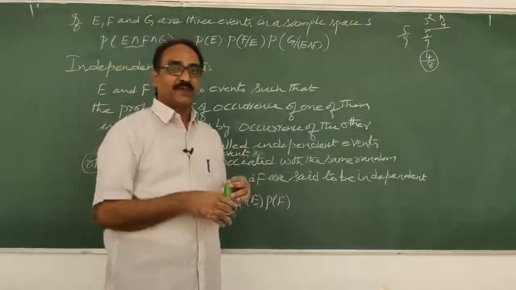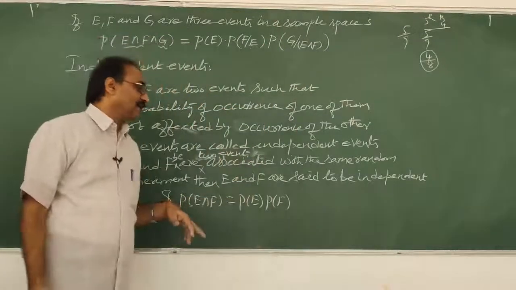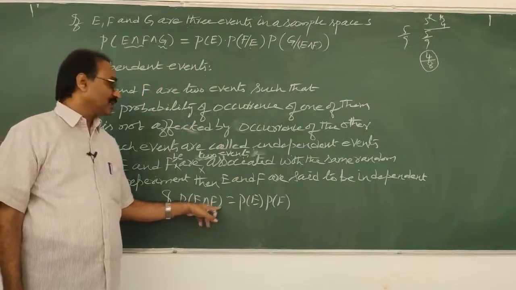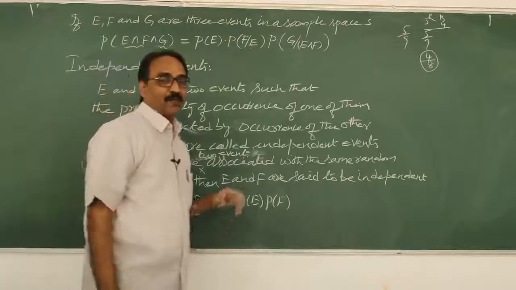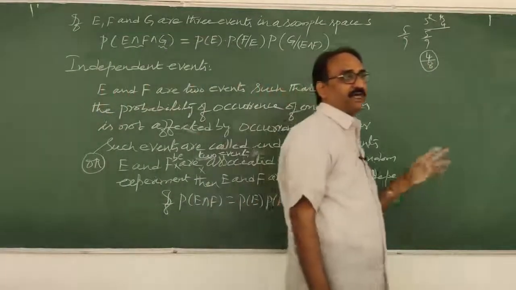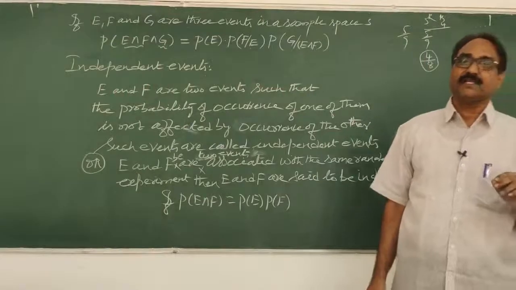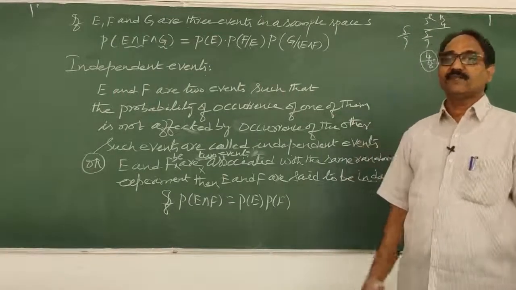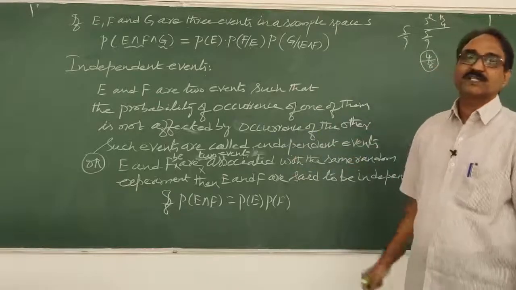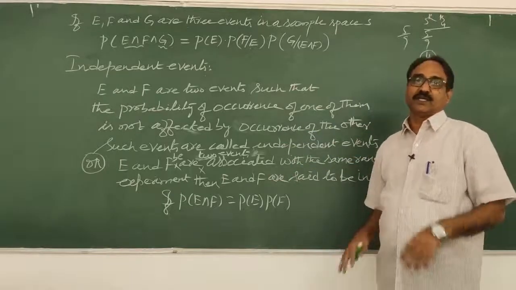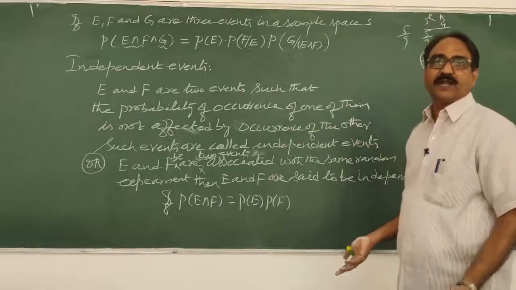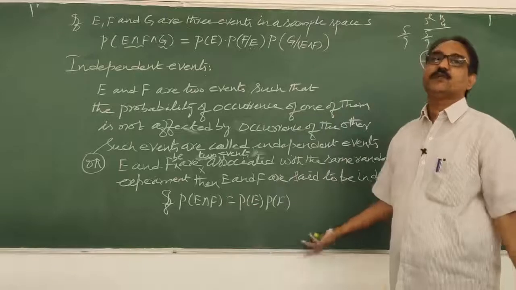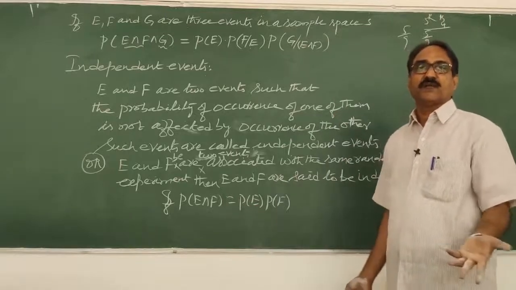So to say that events are independent, theoretically, P of E intersection F is nothing but their product, probability of E into probability of F. If it is the same as their intersection, such events are called independent events. This is very important to remember. Your second exercise is totally based on this. If they are not independent, what will happen? P of E intersection F is not equal to P of E into P of F. So which is not independent means how will we define it?